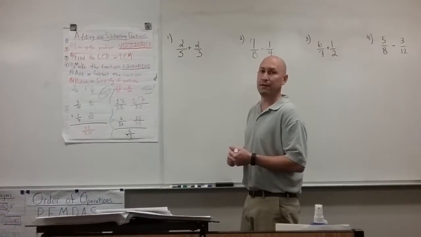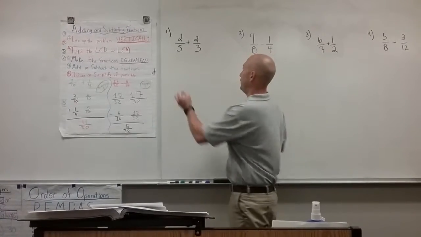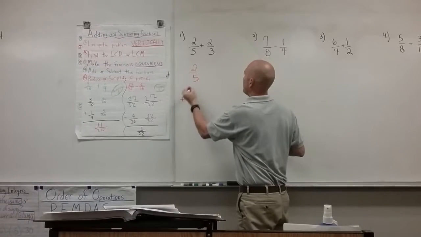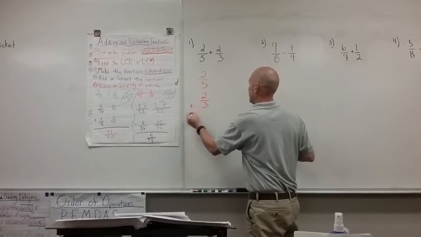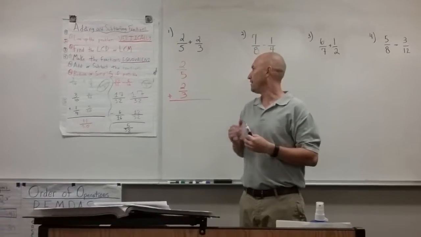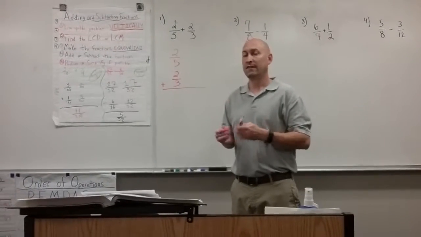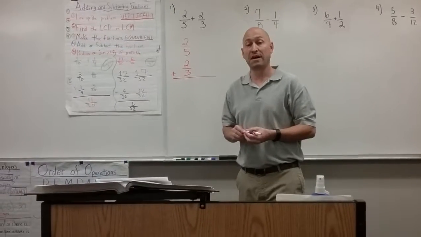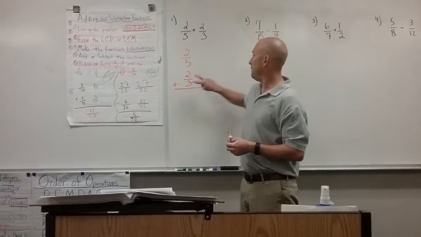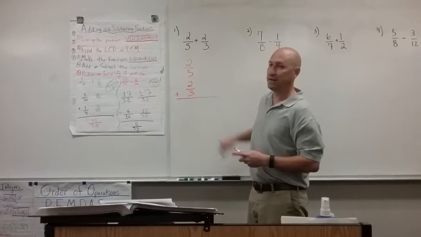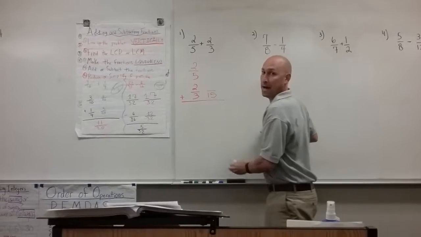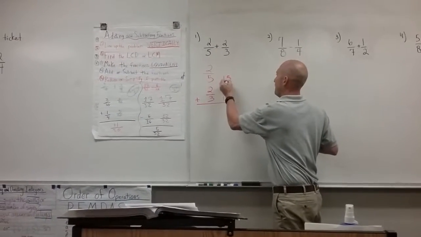Our first example here is 2/5 plus 2/3. So the first thing I'm going to do is write them vertically. And now I'm going to ask myself, where's the first time that 3 and 5 are going to meet? If I'm skip counting, if I make a list, or if I use prime factorization, either of those methods will work. My lowest common multiple of these two is going to be 15. So I come out to the side and I write a denominator of 15 for both.